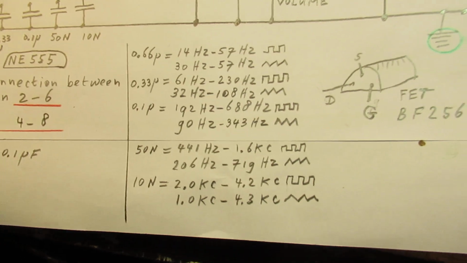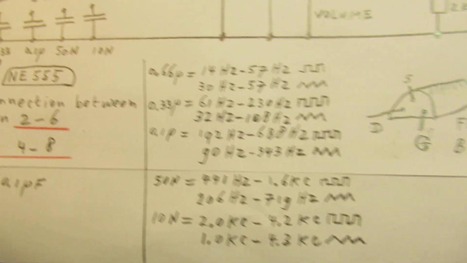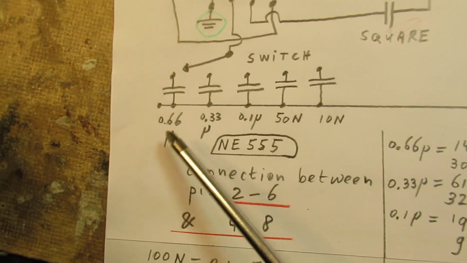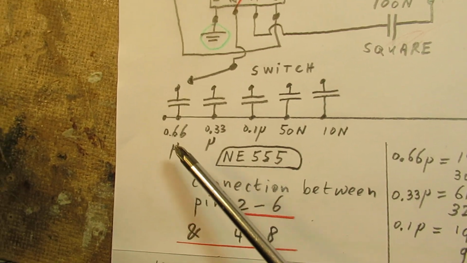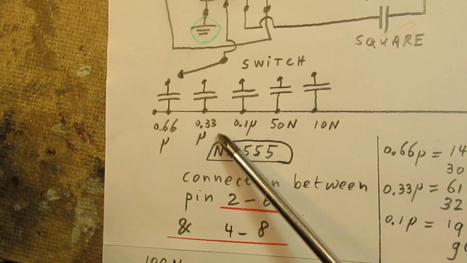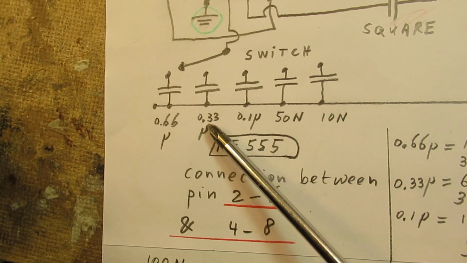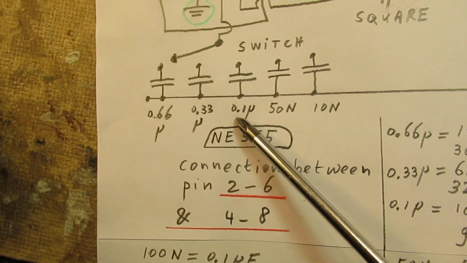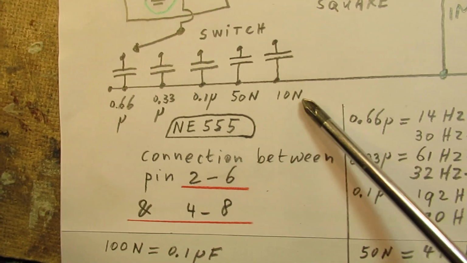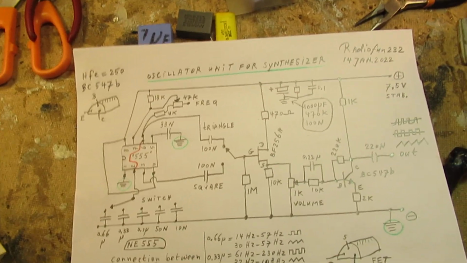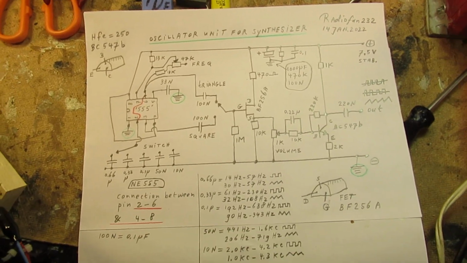These are the frequencies that this circuit can make with these 5 different capacitors: 0.66 microfarad, 0.33 microfarad, 100 nanofarad, 50 nanofarad, and 10 nanofarad, and that gives a quite good frequency band.